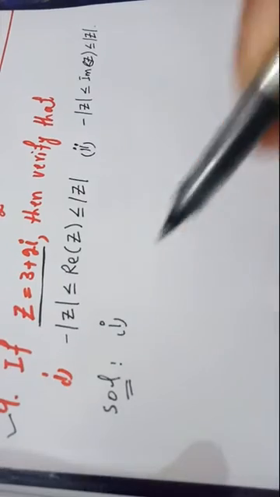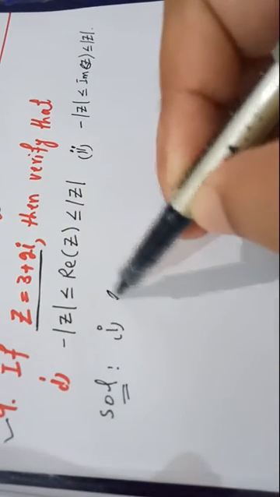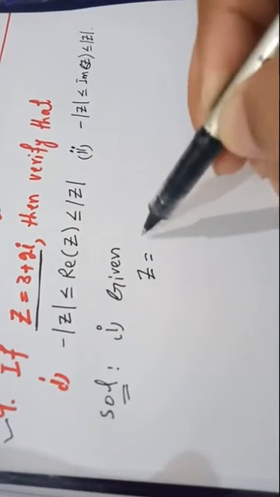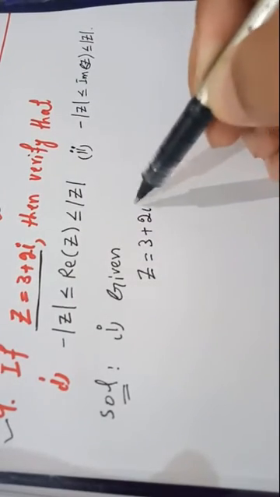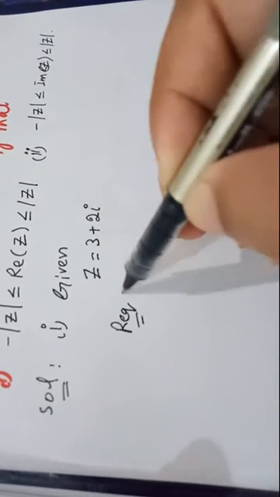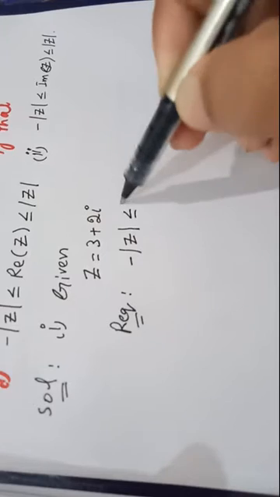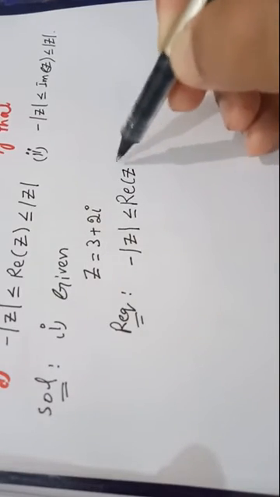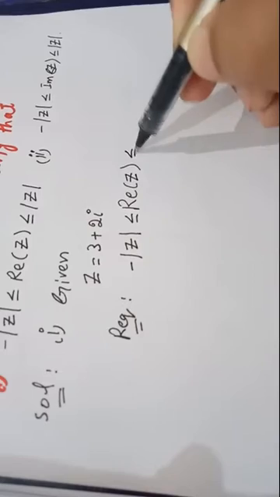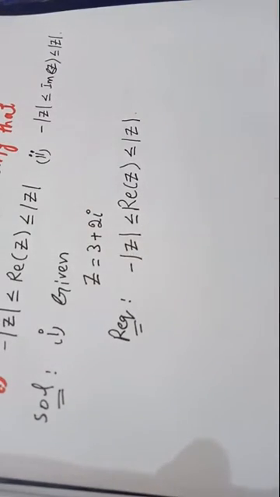Part number 1. Given is z is equal to 3 plus 2 iota. The requirement for us in this question is to verify that minus absolute z is less than or equal to the real part of z, which is less than or equal to absolute z. Here Re is the notation for the real part of z.